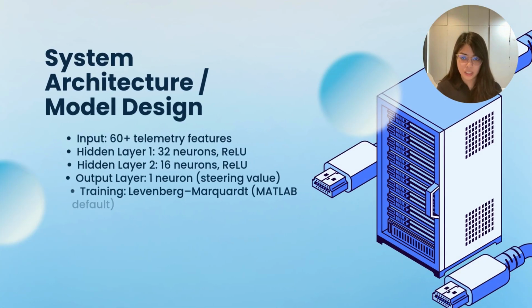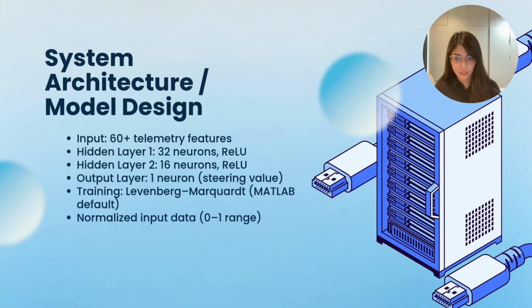As for the system architecture, the design of our model is a simple feed-forward neural network. It takes over 60 features as input and passes them through two hidden layers with 32 and 16 neurons using ReLU activation, and outputs a single steering value. We used MATLAB's Levenberg-Marquardt training algorithm, and all inputs were normalized to help the model converge more effectively.